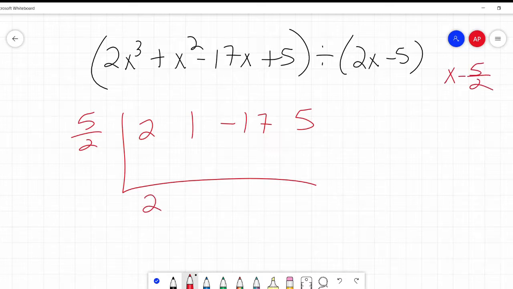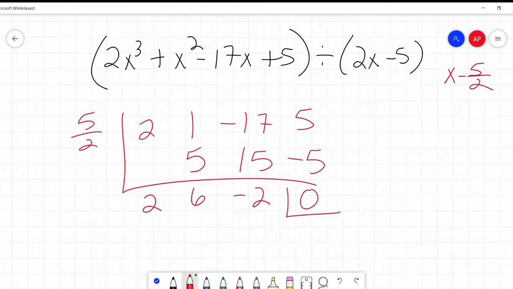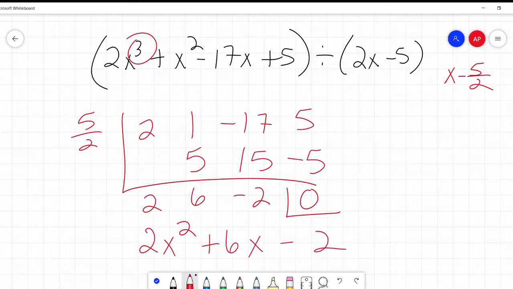I bring down my 2. 5 halves times 2 is 5. 1 plus 5 is 6. 5 halves times 6 is 30 halves, or 15. Negative 17 plus 15 is negative 2. 5 halves times negative 2 is negative 5. 5 plus negative 5 is 0. So this one, again, we go one below what our x cubed was, so it's 2x squared plus 6x minus 2, remainder of 0.